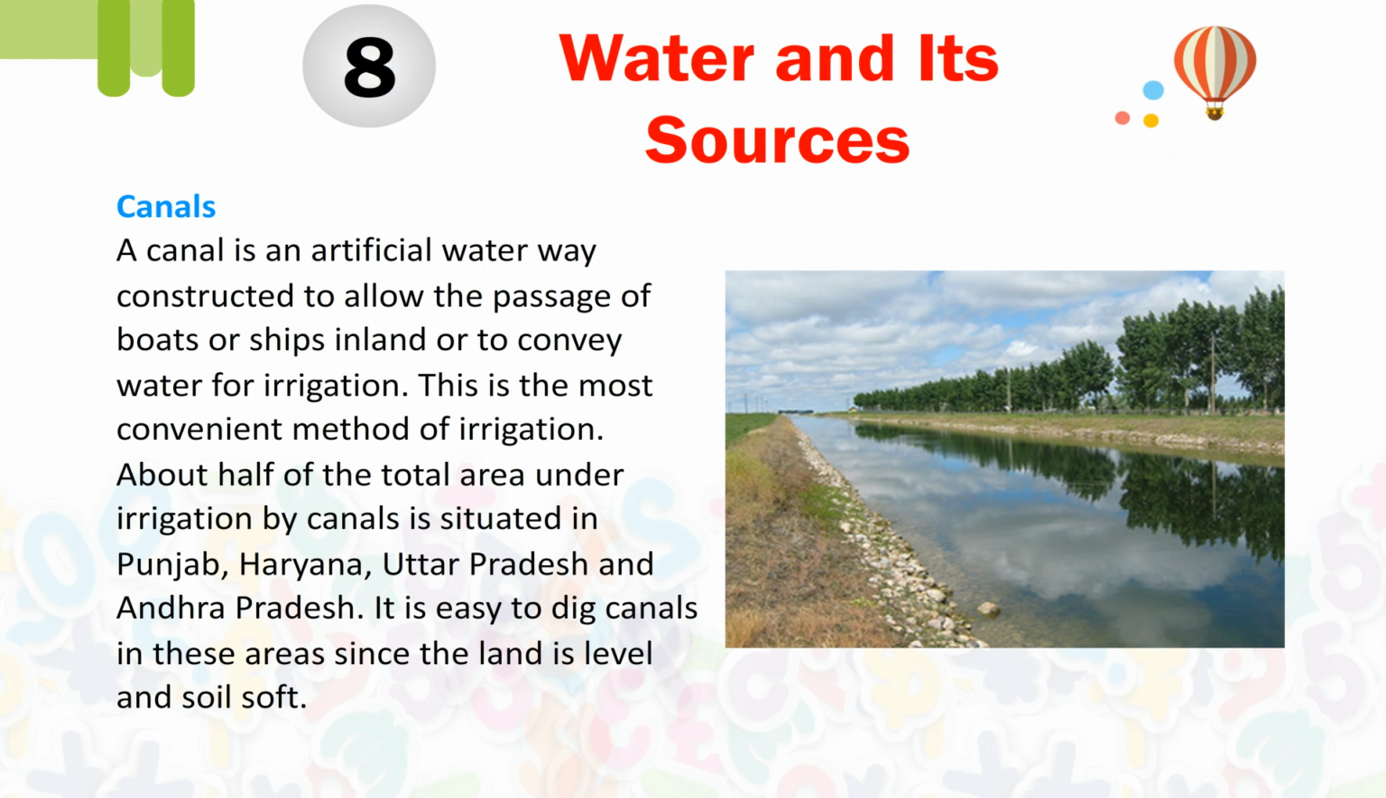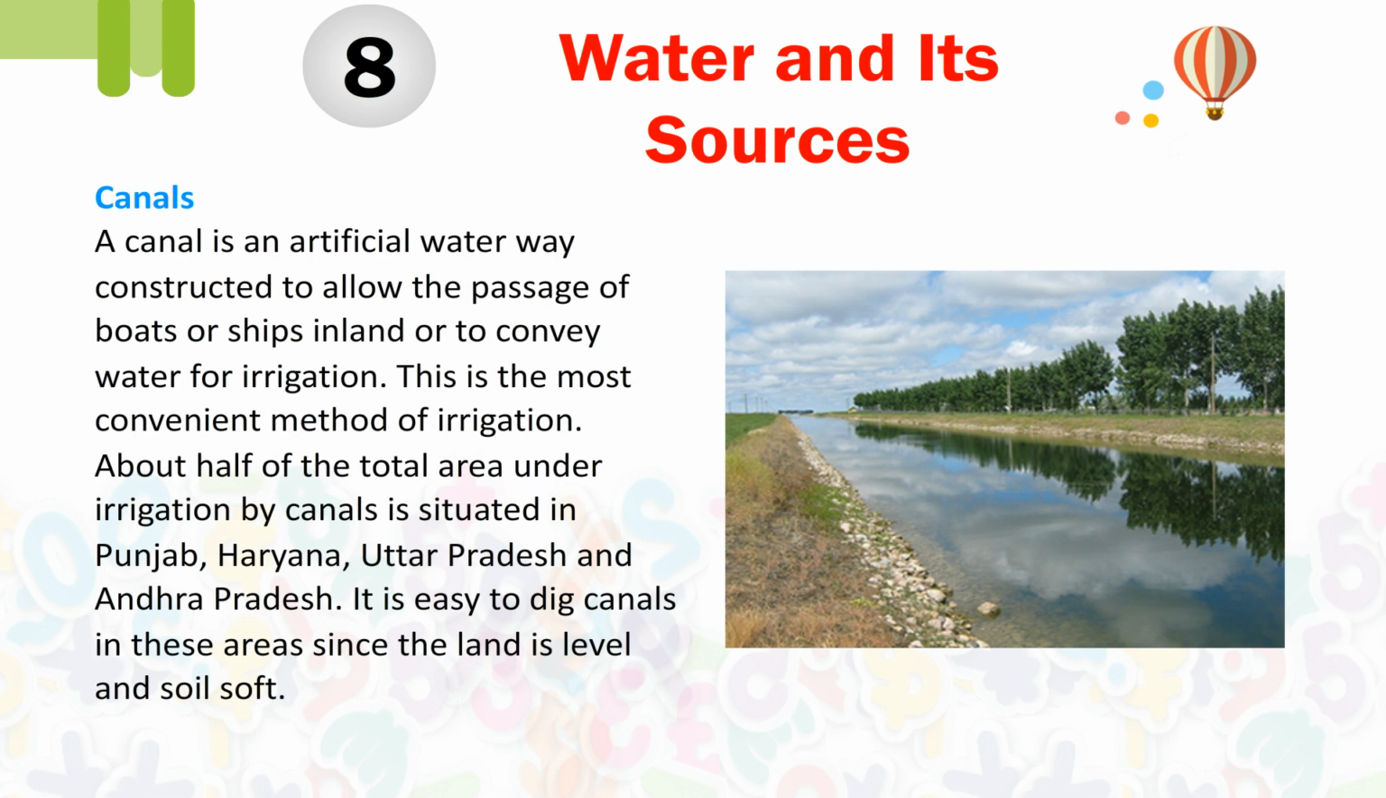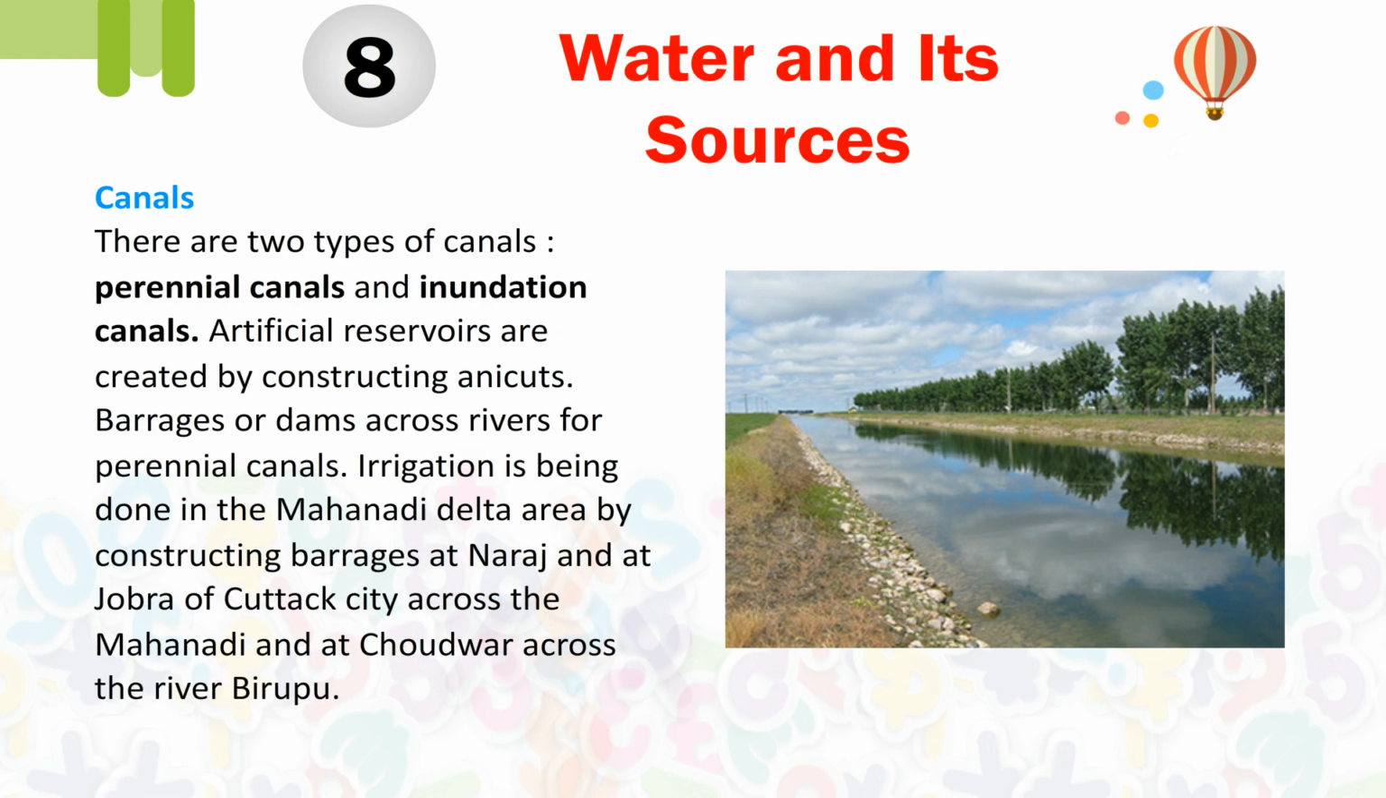Canals. A canal is an artificial waterway constructed to allow the passage of boats or ships inland or to convey water for irrigation. This is the most convenient method of irrigation. About half of the total area under irrigation by canals is situated in Punjab, Haryana, Uttar Pradesh and Andhra Pradesh. It is easy to dig canals in these areas since the land is level and the soil soft.